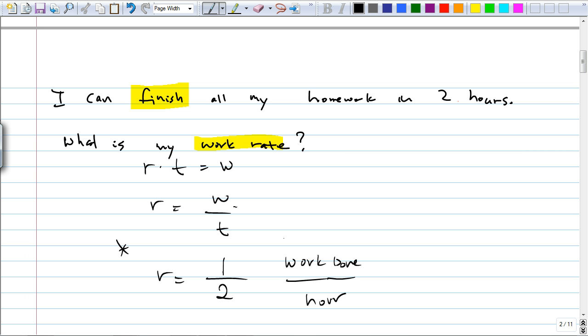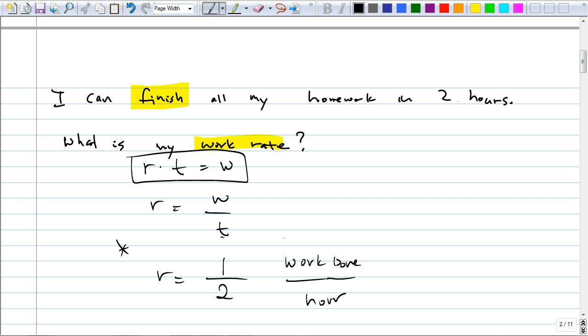Why? Because if you multiply, remember we started with this. If you multiply this work rate times 2, guess what? Your work done is. So if this is work rate, and if you work for 2 hours, how much work would you have finished? What's half times 2? 1. What does 1 mean? 100%.